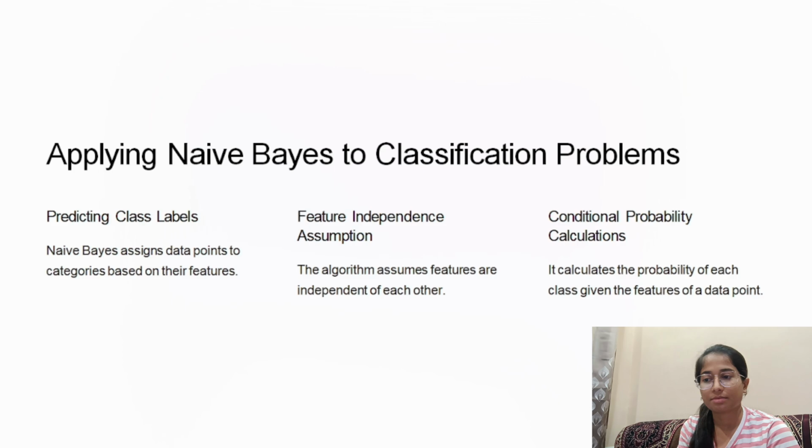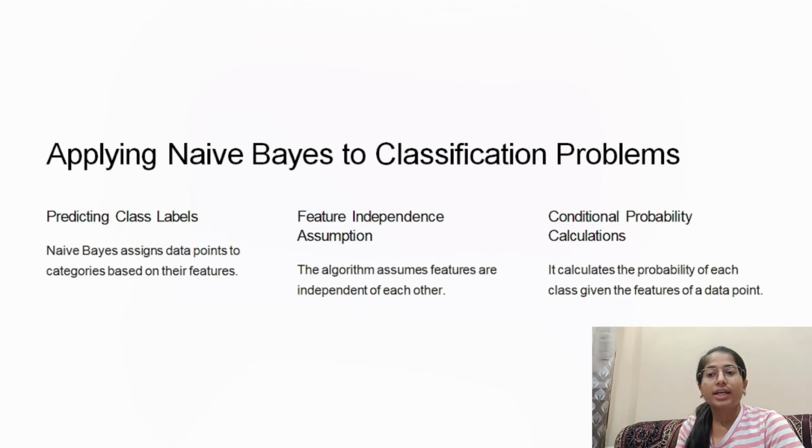Feature independence assumption. The algorithm assumes features are independent of each other. The data points are categorized on the basis of features. So the name naive, that Bayes theorem assumes that the features on the basis of which we have categorized our data are independent of each other. The features are not dependent on each other.